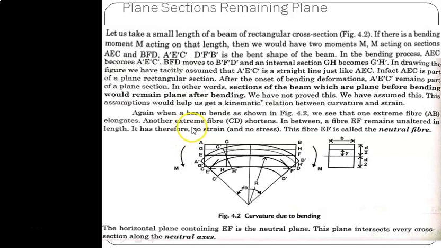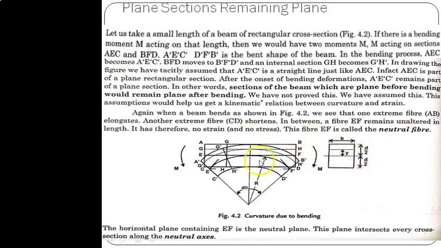Again, when a beam bends as shown in figure 4.2, we see that one extreme fiber AB elongates, and another extreme fiber CD shortens. In between, a fiber EF remains unaltered in its length. It therefore has no strain and no stress. This fiber EF is called the neutral fiber.